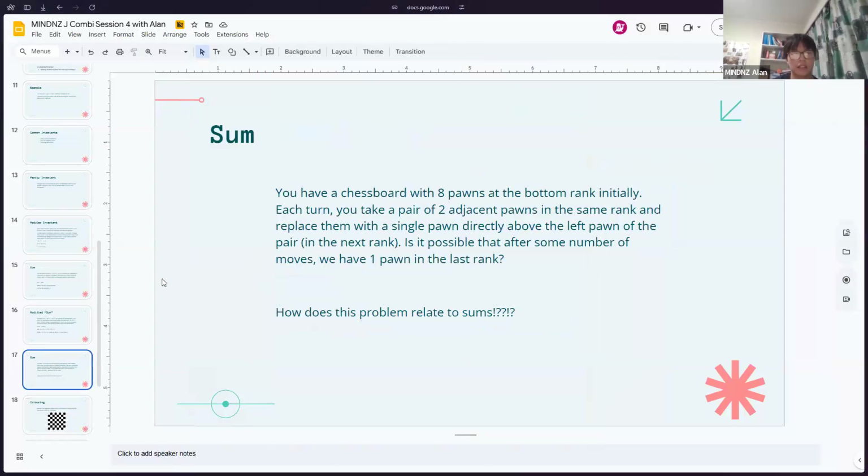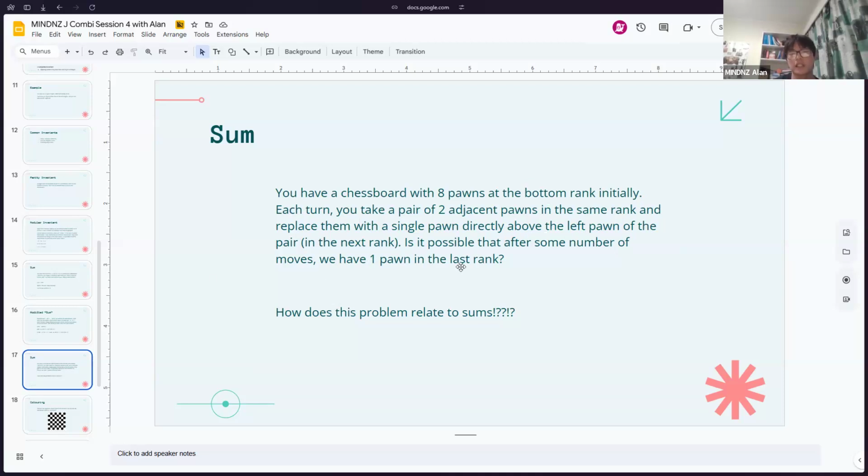So this is another sum invariant. It's a weighted sum, I think. We have a chessboard with 8 pawns at the bottom rank initially. Each turn, you take a pair of 2 adjacent pawns in the same rank and replace them with a single pawn directly above the left pawn of the pair. Is it possible that after some number of moves, we have 1 pawn in the last rank?